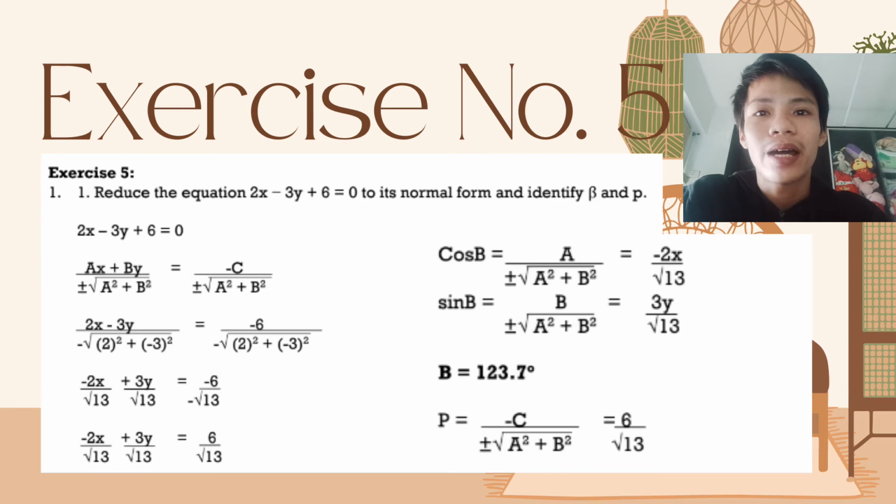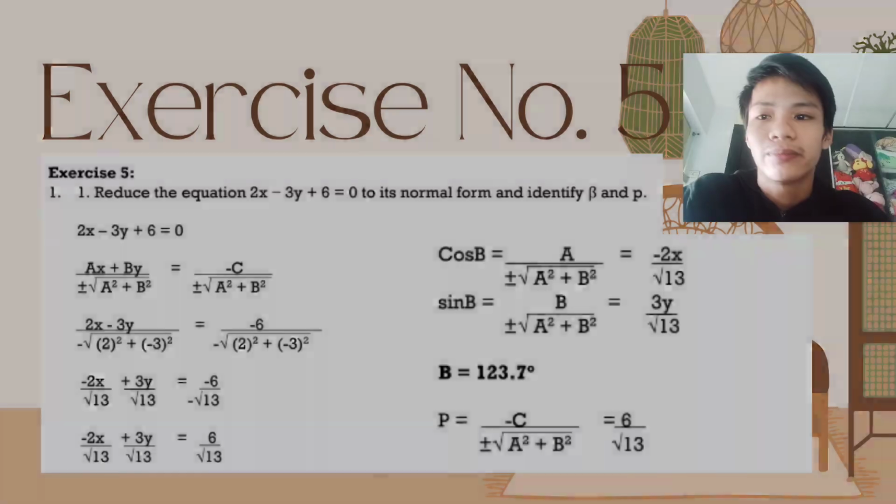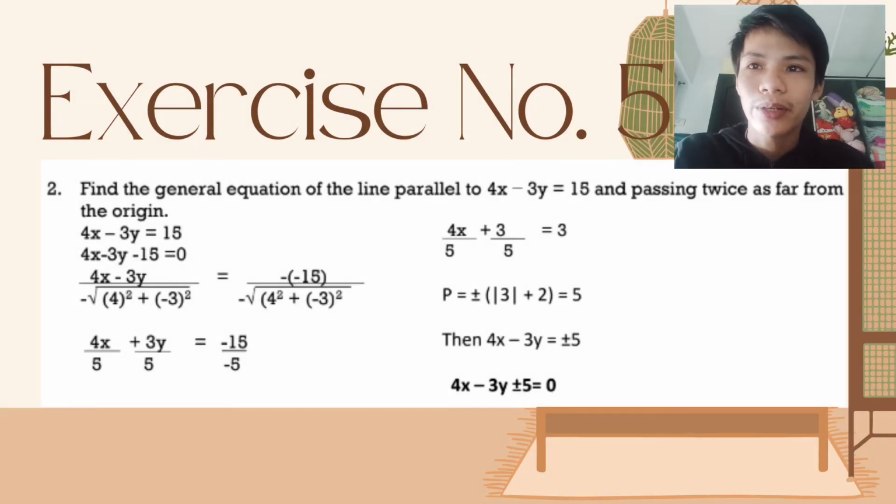So, yung p naman is equal to negative c over plus or minus square root of a squared plus b squared, is equal to 6 over positive square root of 13.